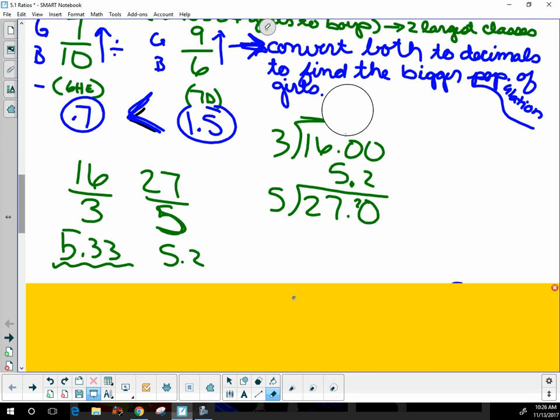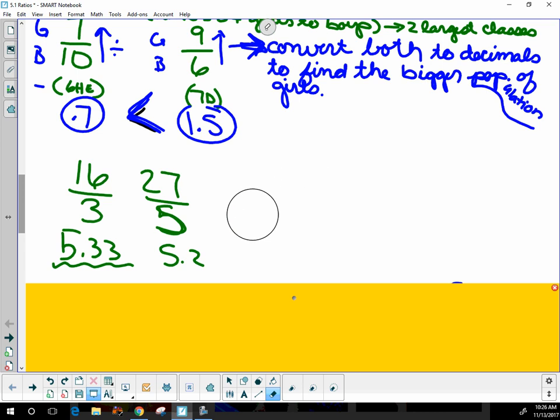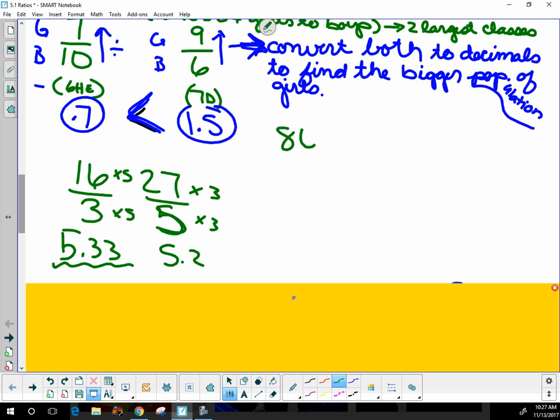Another way we can do it, like I said before, is using equivalent ratios. So again, they're not fractions. So you could look at this and multiply this one by 3, multiply this by 5. That's a lot of multiplication. So I think I like the other way better for this particular one. But 16 times 5, I believe, is 80. 80 fifteenths. So if I increased the amount of girls and boys by 5 times, I would have 80 girls and 15 boys.